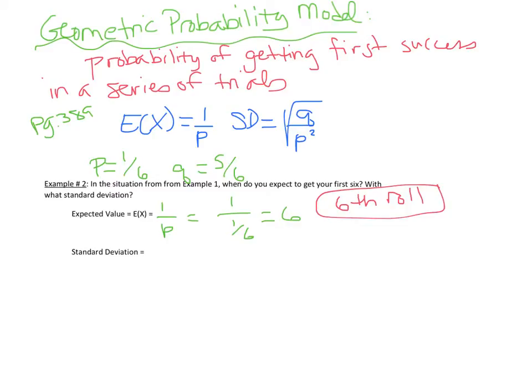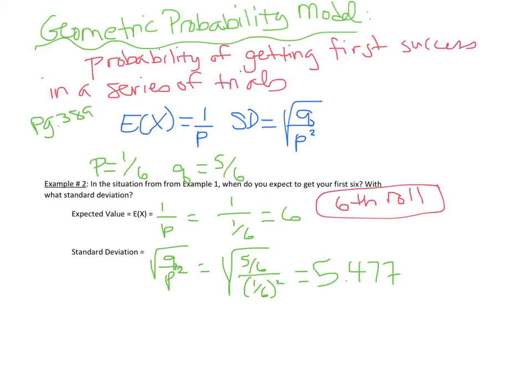Now our standard deviation has a formula of the square root of q over p squared. You're just going to substitute in your values, which gives you 5/6 over 1/6 squared, all under the square root. Go ahead and work that out on your calculator and make sure that you end up getting 5.477. So your standard deviation is actually really high in comparison to your expected value.